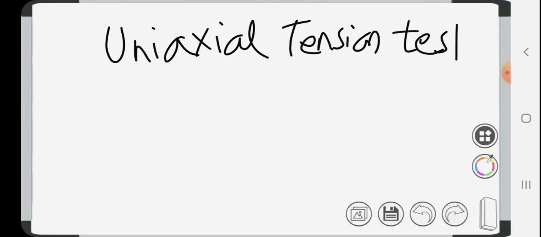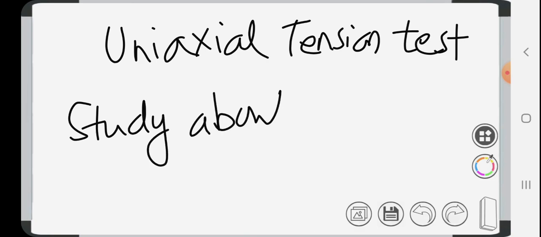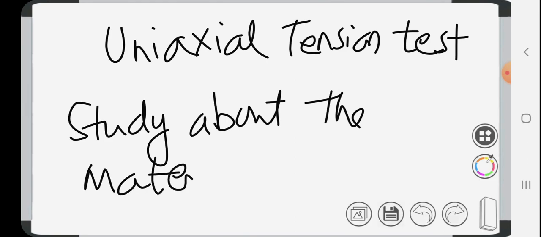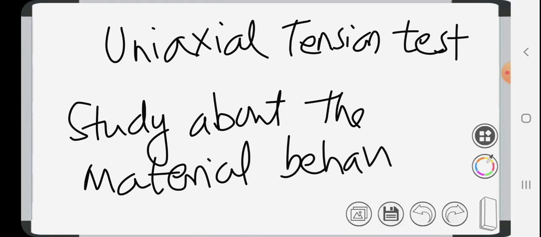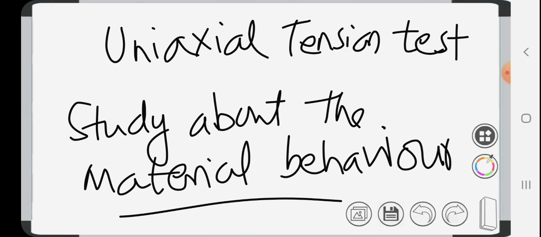Uniaxial tension test. This tension test is used to study the material behavior or the mechanical properties of that particular material. So, uniaxial tension test.